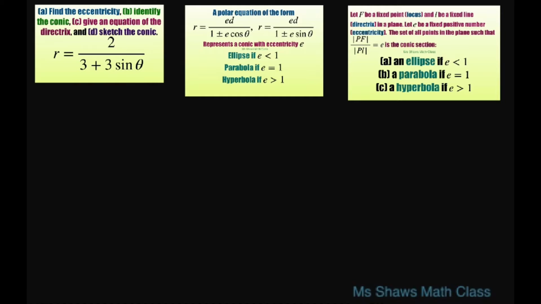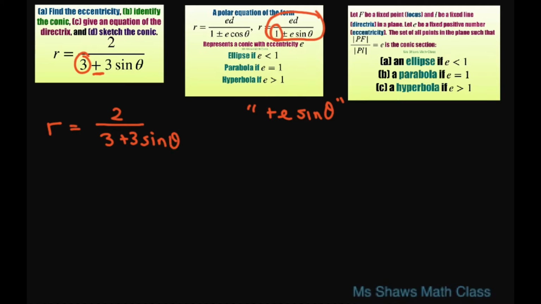Let's see. It has this form here. In our denominator, we have a positive e sine of theta, because this is positive. The problem is we have a 1 here and we need a 1 here. So we're going to take our r equals 2 divided by 3 plus 3 sine of theta, and we're going to multiply our numerator and our denominator by 1/3.